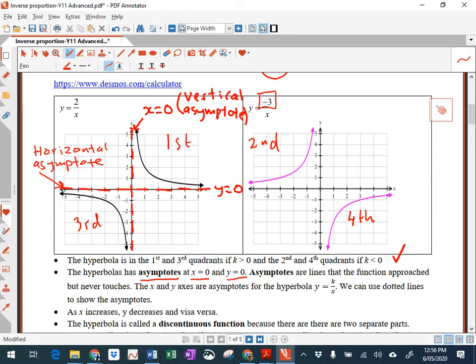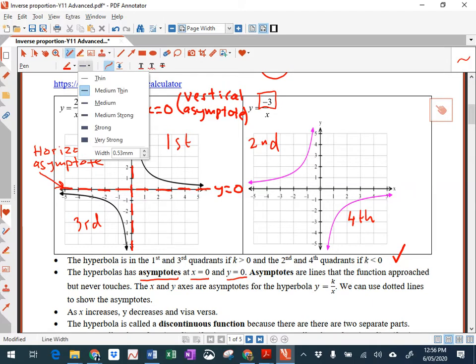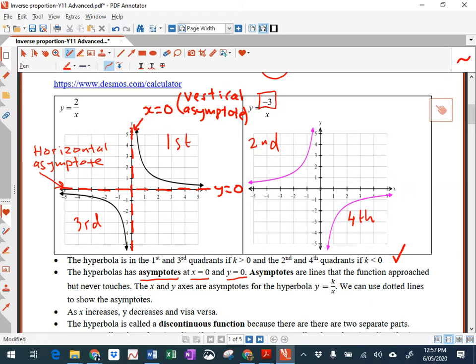Now, the asymptotes exist on the other function as well. So you can mark in the asymptotes on the other function. We do that with a dotted line. Those are vertical and horizontal lines that the hyperbola does not touch, but it gets closer to. So mark those asymptotes on your notes.